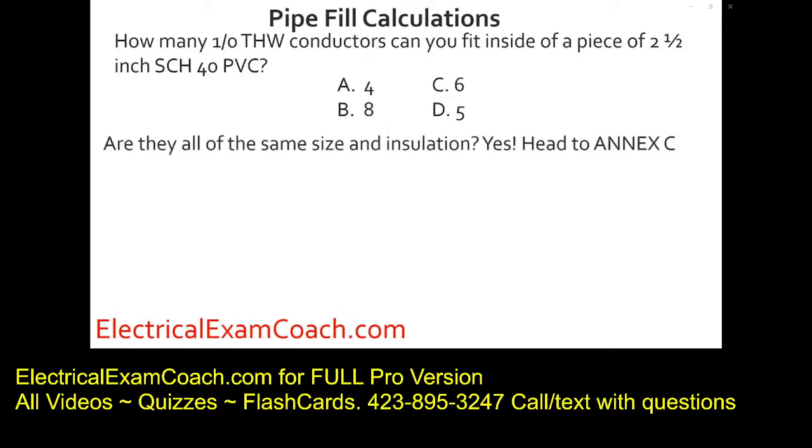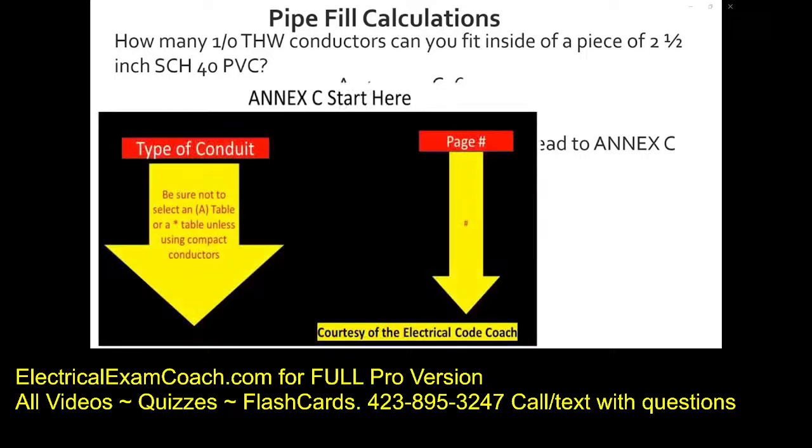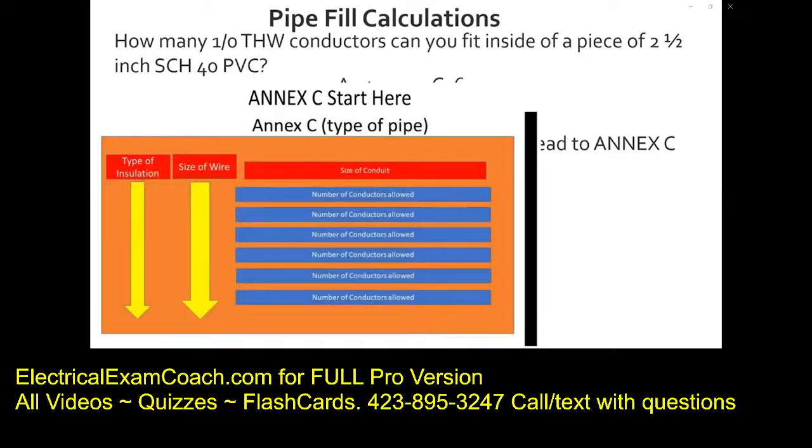When we get there, we're going to start on the left-hand side until we find our type of conduit, being sure not to select the A version of the table. Then we come across and find our page number. When we get to the table, we always read the black bold heading to make sure that we're in the right table. Starting on the left-hand side, looking for our type of insulation. When we find it, we go to our size of wire, come across the top until we find our conduit size. Then we're going to come down and tee off and find that we can fit 8 more conductors inside of this conduit. Great job.